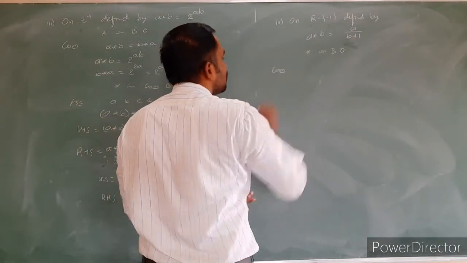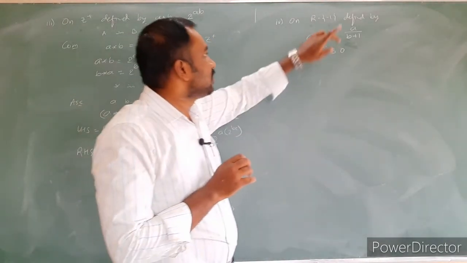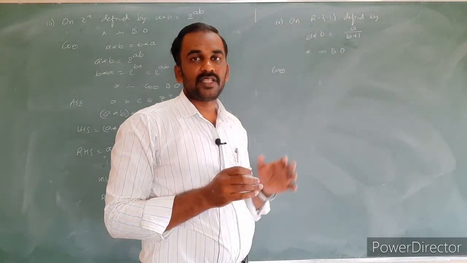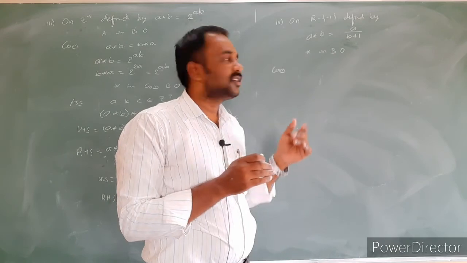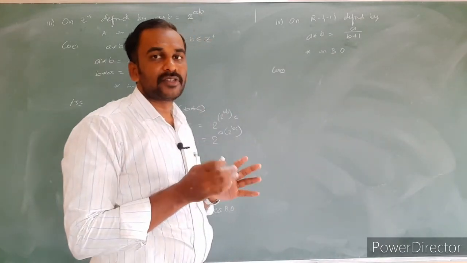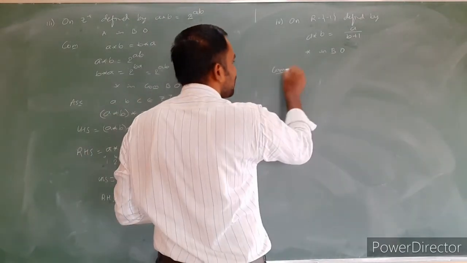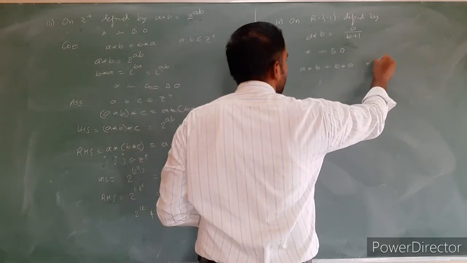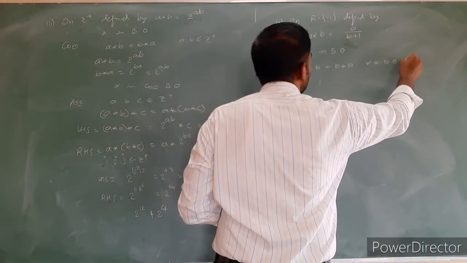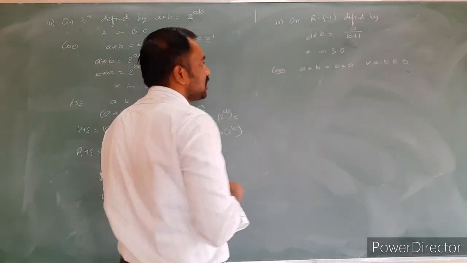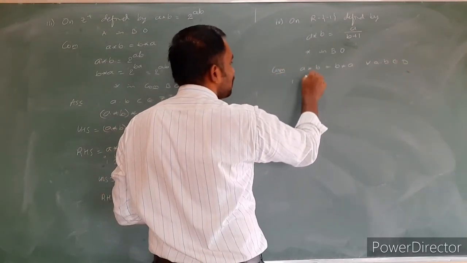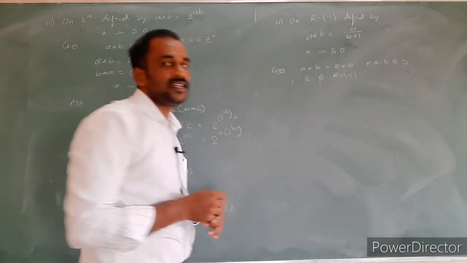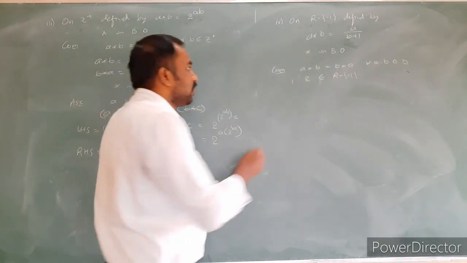Now come to the commutative. Observe a star b: a by b plus 1. On seeing this, obviously it is not commutative. Just go directly by the definition: a star b is equal to b star a for all a and b belonging to the domain set. Instead of stating that, I just take the particular numbers 1 and 2 belonging to R minus the singleton set {-1}.